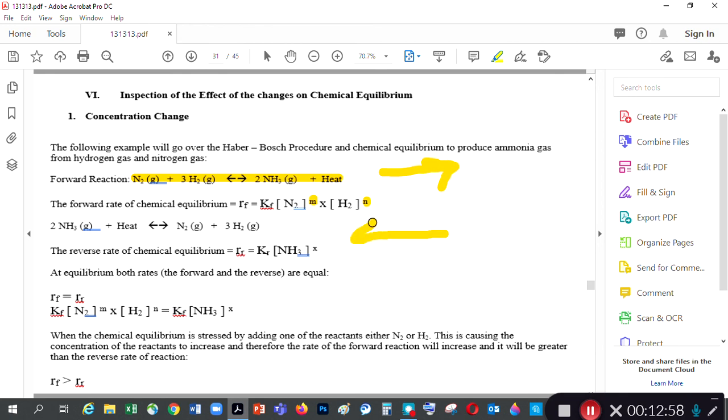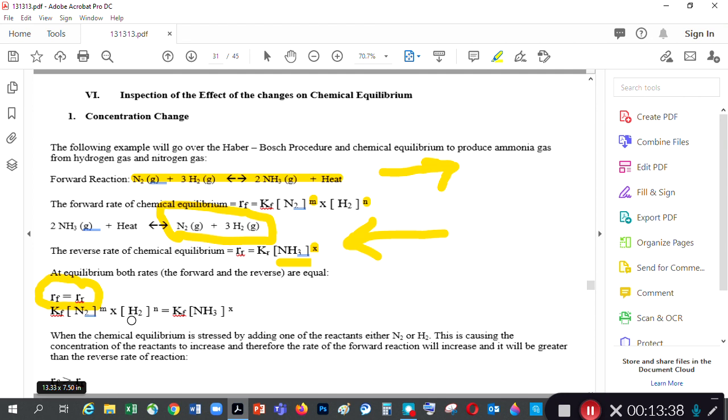Now if you go backwards, then the ammonia will be your reactant and the nitrogen and hydrogen will be your products. So the reverse rate will be the rate constant of the reverse reaction multiplied by the reactant, this time ammonia, raised to its reaction order. At the equilibrium, both rates are equal. So you set them equal to each other and then you can inspect what you get.